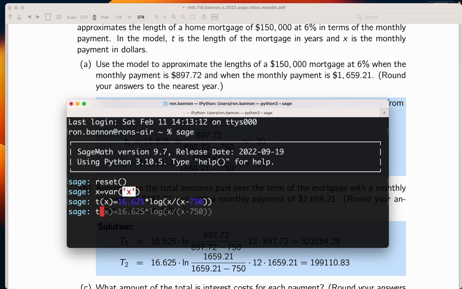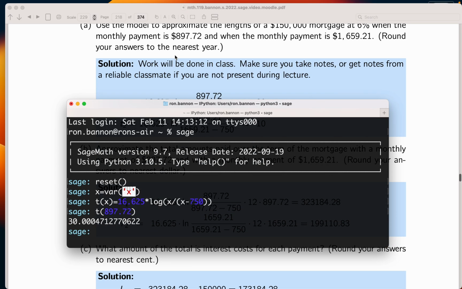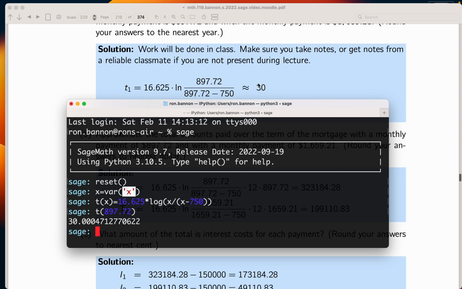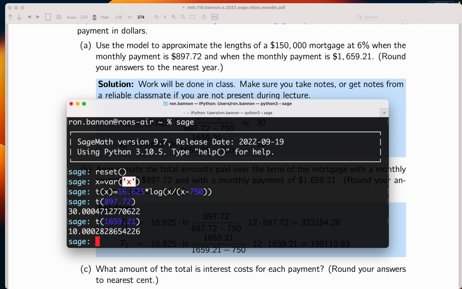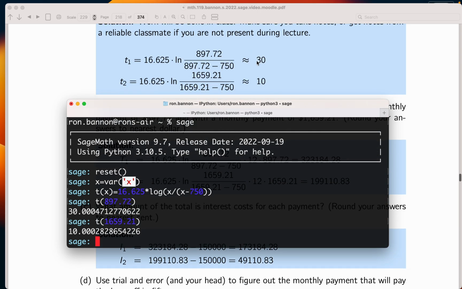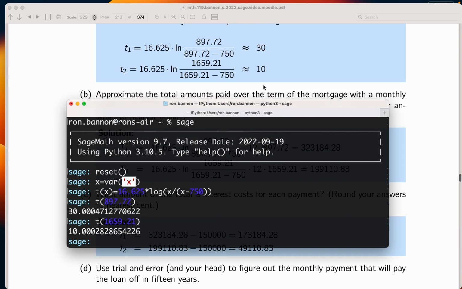So I'm going to put down T of 897.72. And let's see what I get. I get approximately 30. Let's take a look at the key, see if we did it right. Yeah, they're saying approximately 30. They also want to approximate it if I were to make a different payment. So I can put T of 1659.21. That's how I make those monthly payments. Well, it's a 10-year mortgage now, right? That's approximately right. All right, let's take a look at the next question.